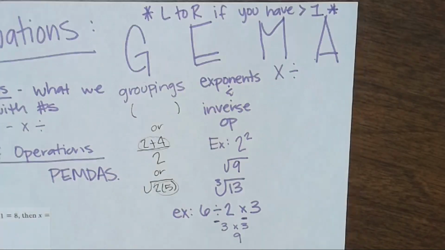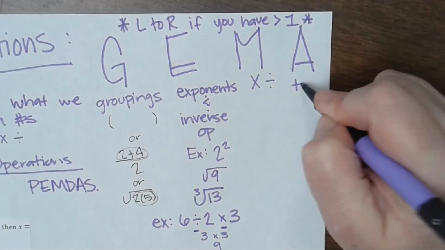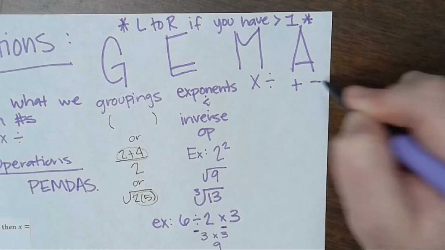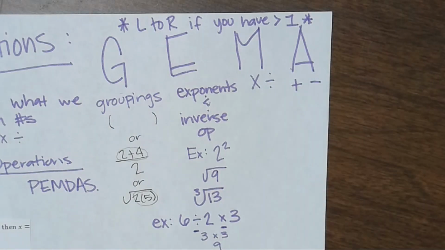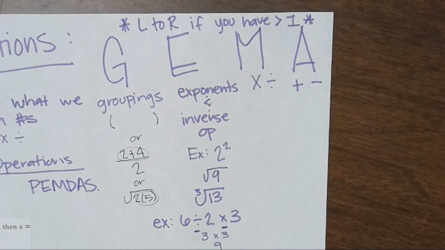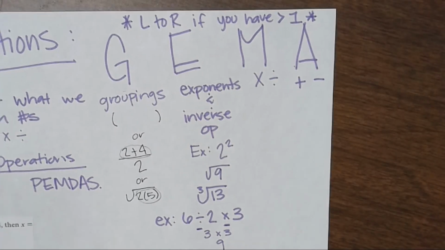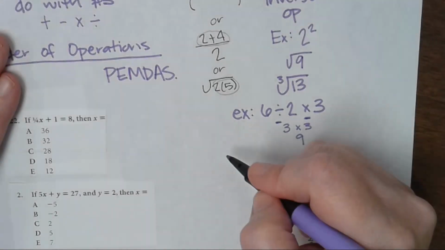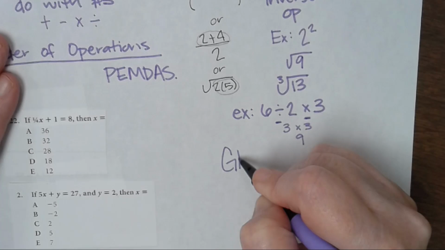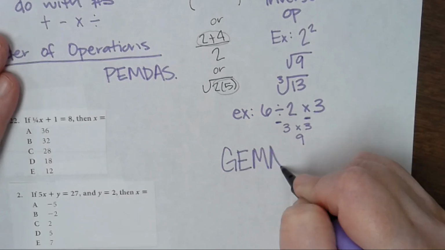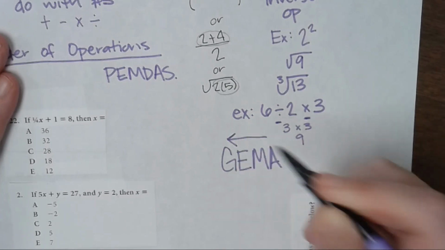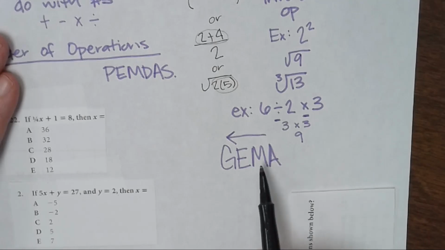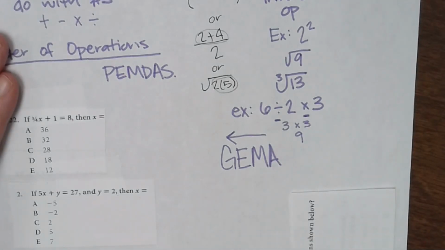And then finally you have addition and its inverse operation, which is subtraction. Again, you're going to solve these left to right if you have more than one. Now this works on equations when you have one step in the equation. But if you have more than one step in the equation, you are going to work GEMA backwards. That means you would start with addition, subtraction, then multiplication, division, so on and so forth.